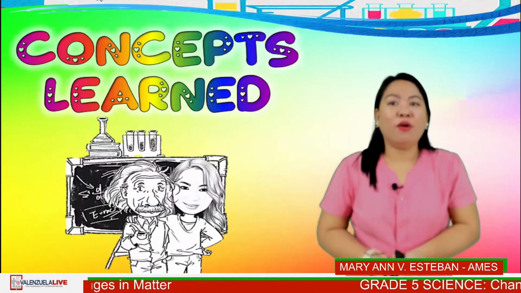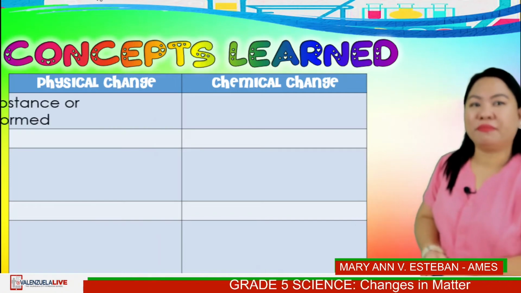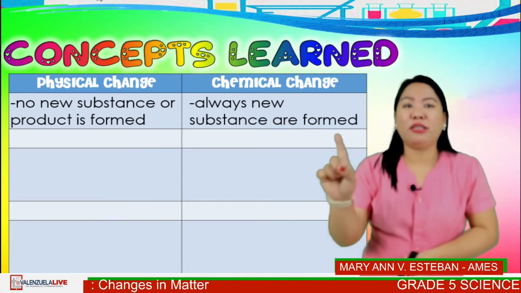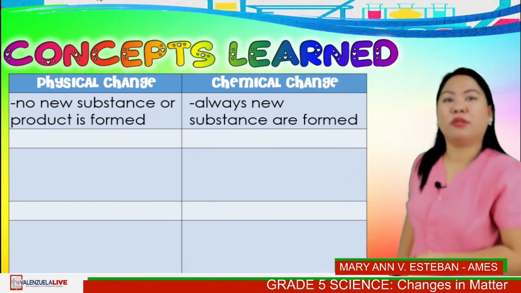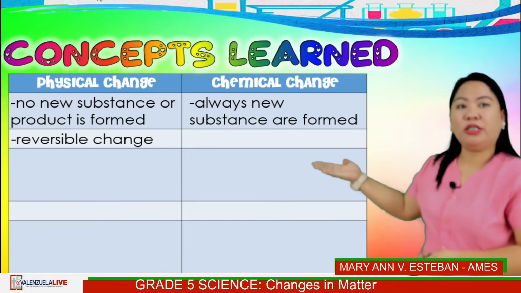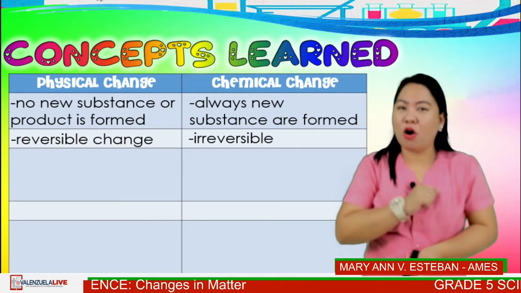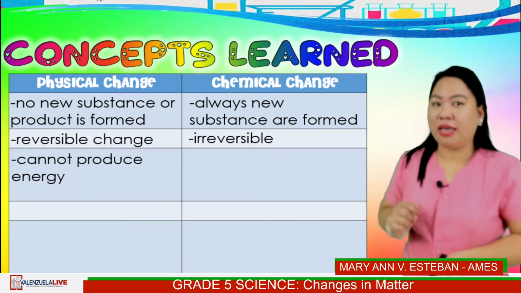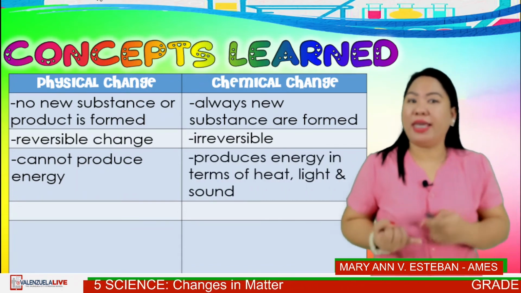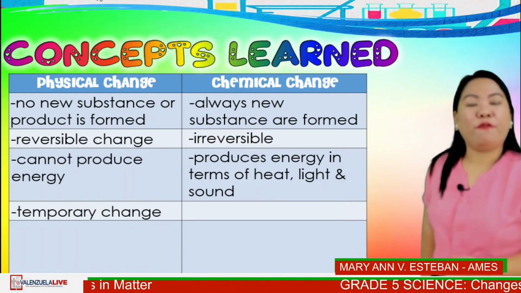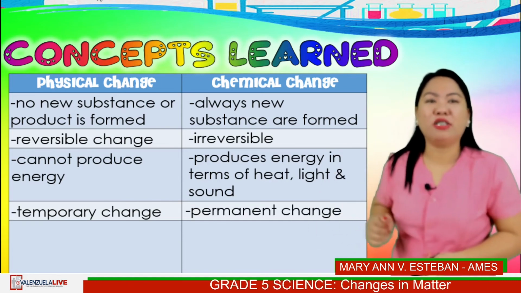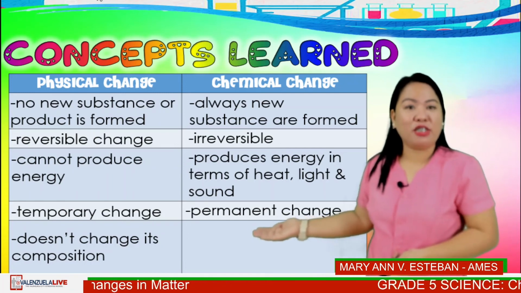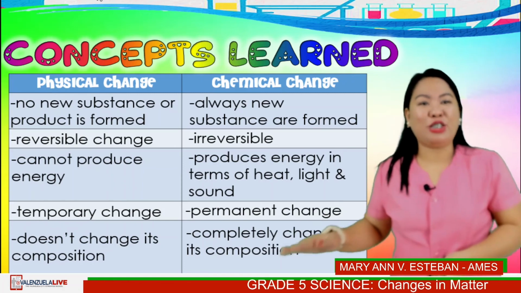And as we end, remember these ideas and concepts. Physical change is when no new substance or product is formed. While in chemical change, there is always a new substance produced. Physical change is a reversible change, while chemical change is irreversible or cannot go back to its original state. Physical change cannot produce energy, while chemical change produces energy in terms of heat, light, and sound. Physical change is a temporary change, while chemical change is a permanent change. And physical change doesn't change its composition, while chemical change completely changes its composition.